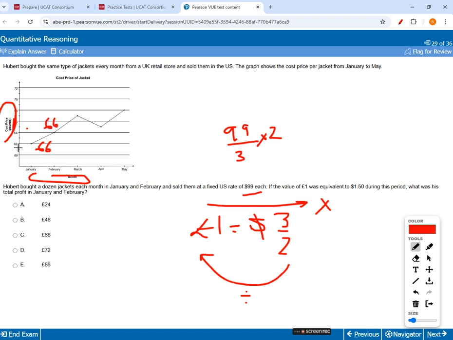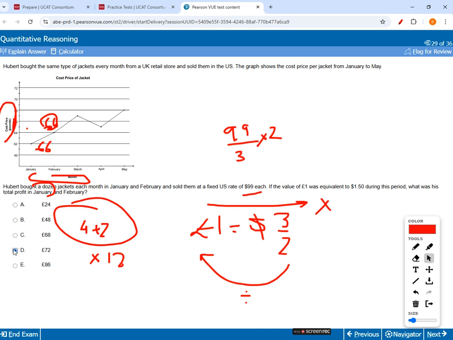Let's see how much profit he made. 66 and 62, do I have 4? Perfect. Profit he made is 4. 66 and 64, he's selling at 66, bought it for 64. Profit he made is 2. All right, if his profit is 2, I need to times it by 12. He says a dozen jackets. 12 times 6, 72. Bang, got it. That's the answer. There you go.